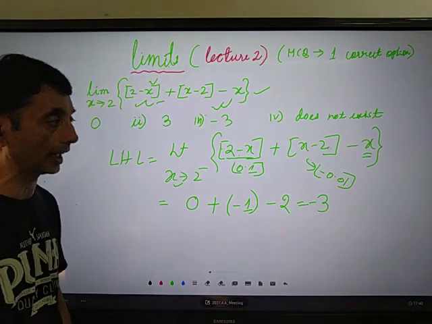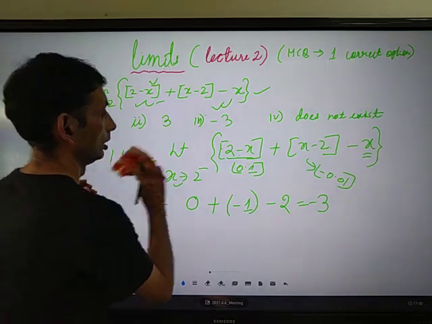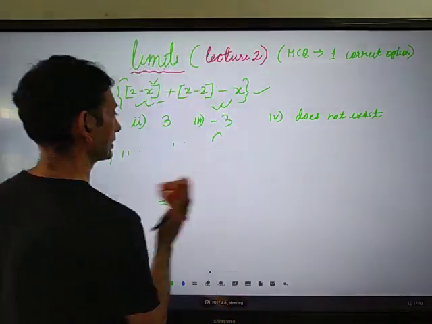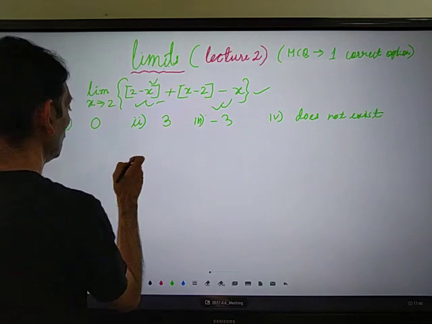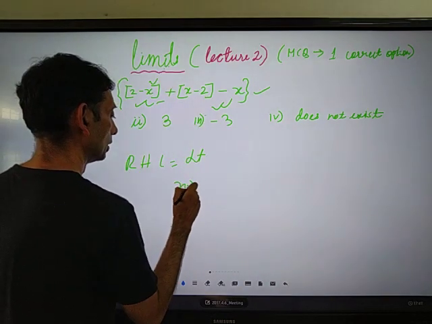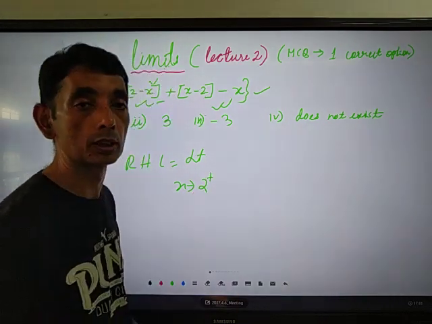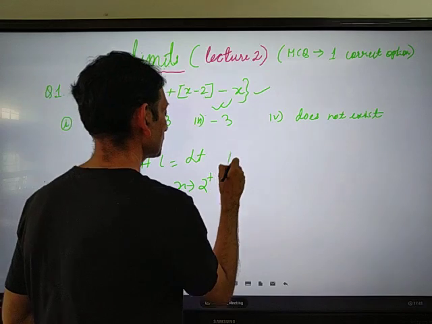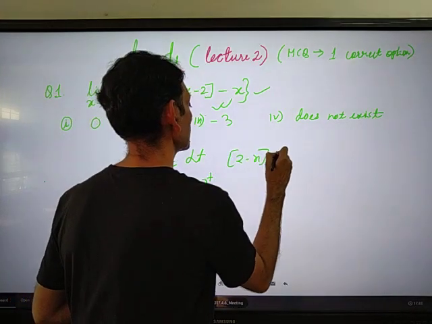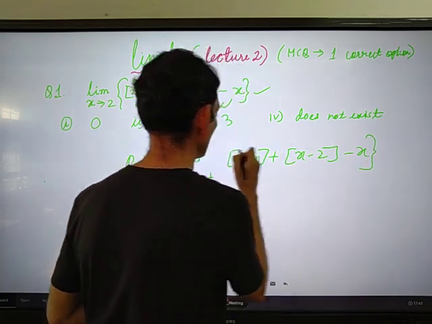So let us now calculate the right hand limit. This question, as I said, is very simple. Right hand limit: limit x tends to 2 plus. Remember, you are approaching 2 from the right hand side. So this is the greatest integer of 2 minus x plus the greatest integer of x minus 2, minus x. Let us calculate this value.